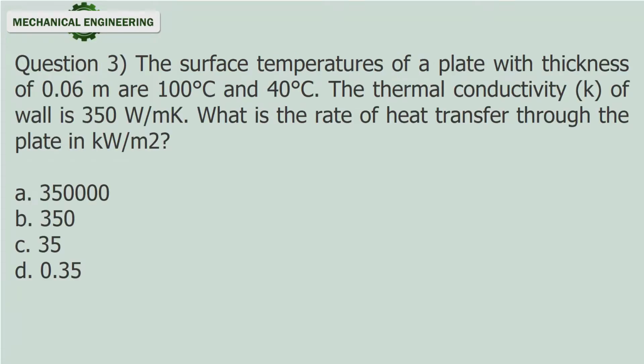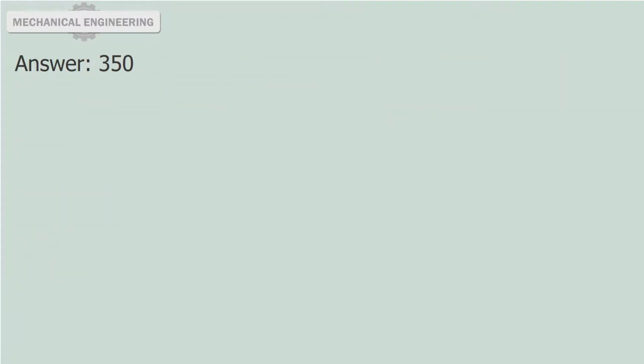Question 3. The surface temperatures of a plate with thickness of 0.06 meters are 100 degrees Celsius and 40 degrees Celsius. The thermal conductivity K of the wall is 350 W/mK. What is the rate of heat transfer through the plate in kW/m2? A. 350,000. B. 350. C. 35. D. 0. Answer: 350.